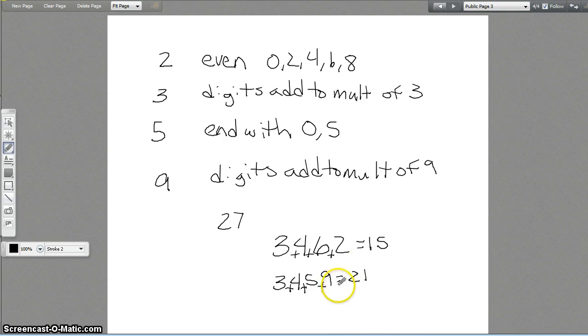So to get one that's divisible by 9, you have to, like, 3, 4, 6, 5. That one adds up to 18. That one is divisible by 9 because the digits add up to a multiple of 9, because 3 plus 4 is 7, plus 6 is 13, plus 5 is 18. So just some basic divisibility rules, which will make some of these problems easier.